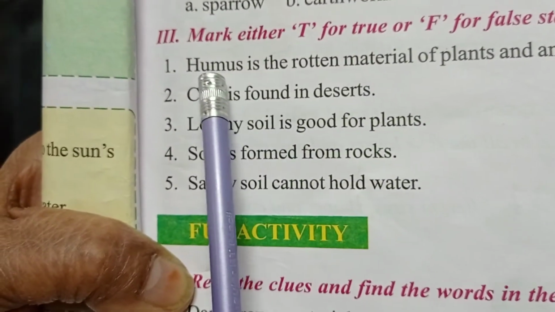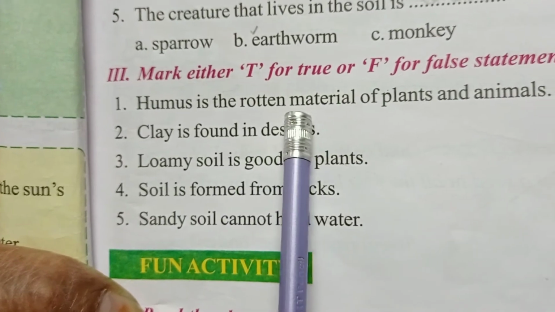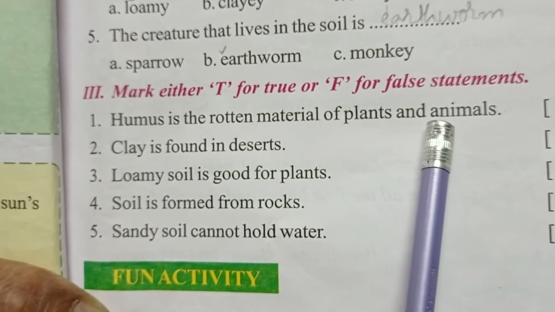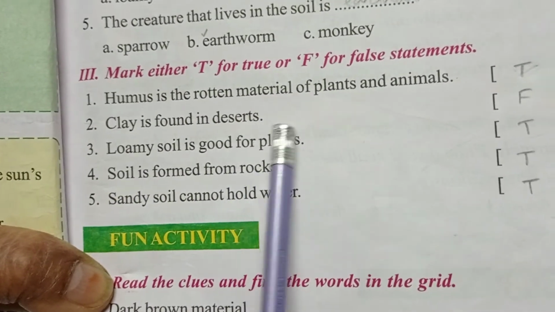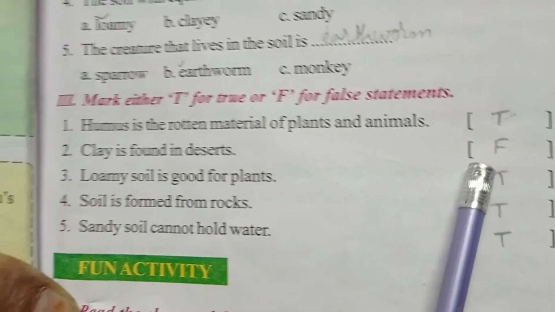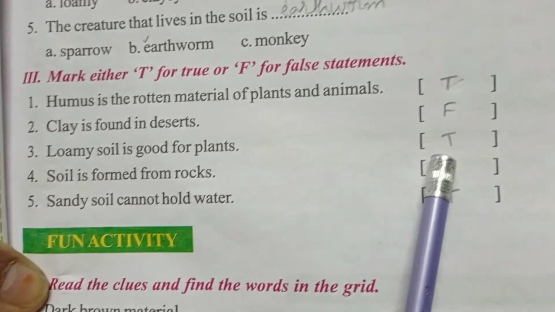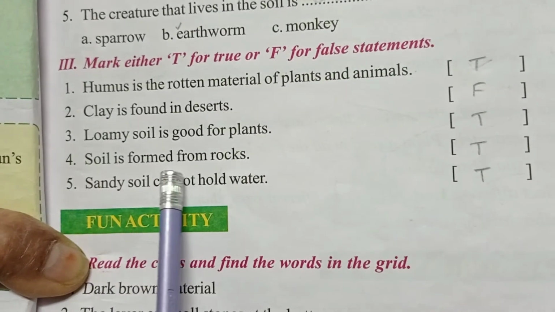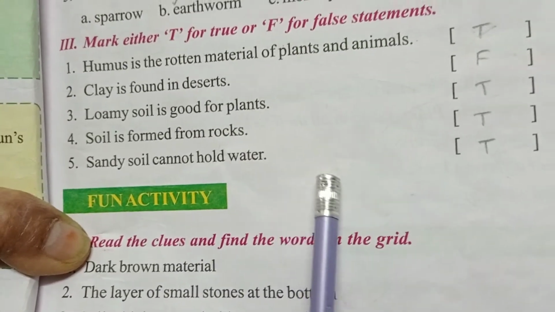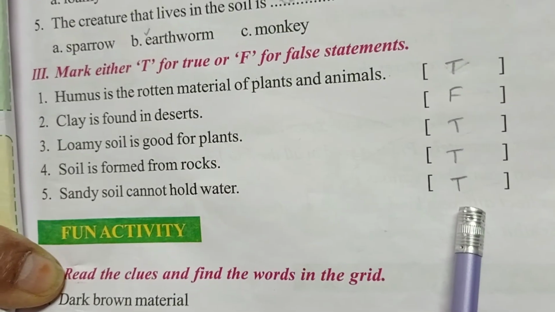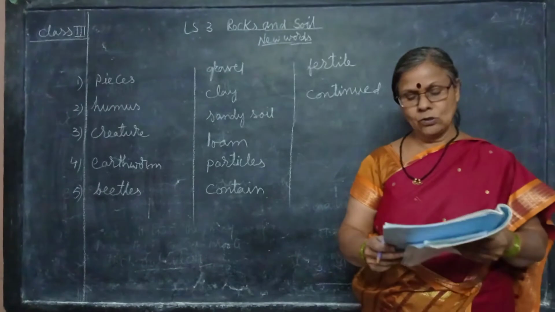Now true or false. Third bit, true or false. Humus is the rotten material of plants and animals. Yes, true. Then clay is found in deserts. False. Loamy soil is good for plants. True. Soil is formed from rocks. True. Sandy soil cannot hold water. True. So with this we have completed writing the new words and the objective type.